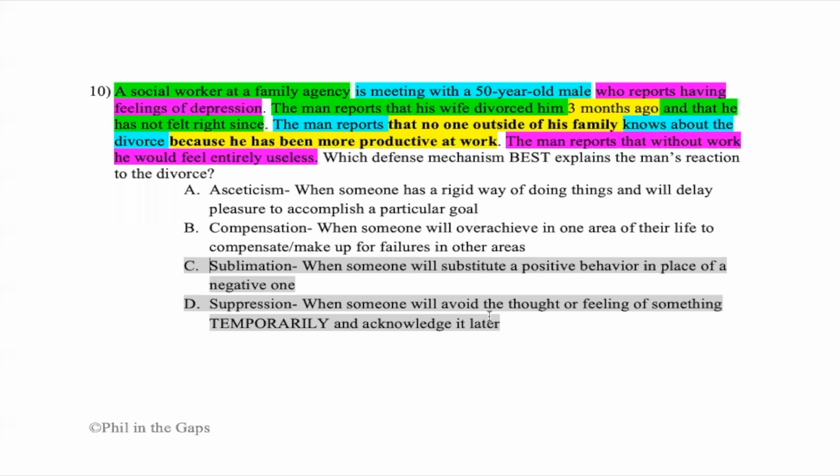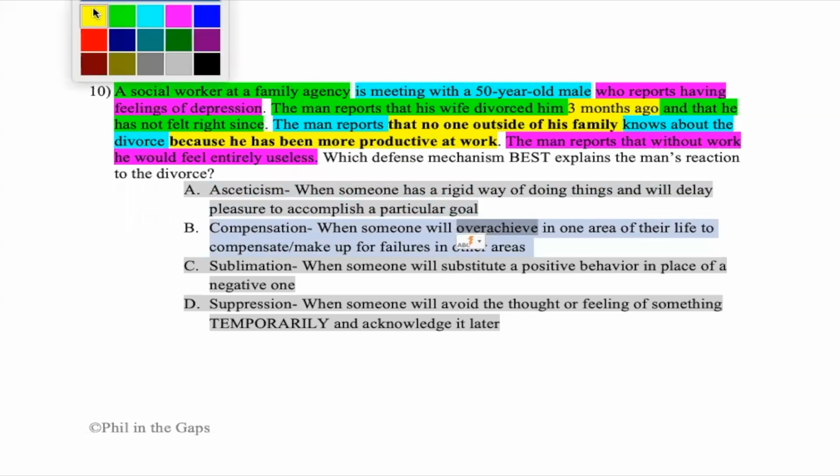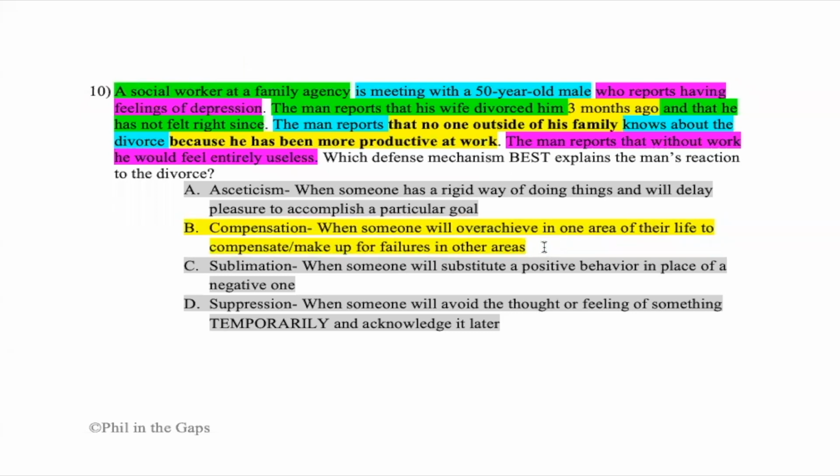So let's look back at the question to make sure we're not making a mistake. He's been having feelings of depression. He got divorced 3 months ago. No one outside of his family knows about the divorce. He's been more productive at work. He feels that without work, he would feel entirely useless. So if we think about that, he doesn't have a particular goal that he's focusing on in any way, shape, or form. So we're going to rule out A, and we are going to go with B based on the fact that he has been overachieving at work in order to make up for the failure of the divorce 3 months ago.